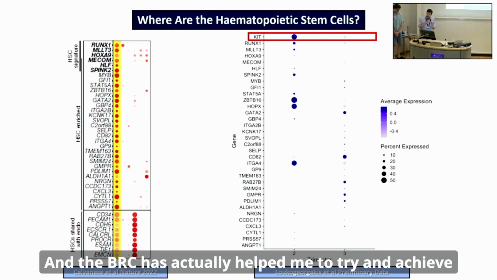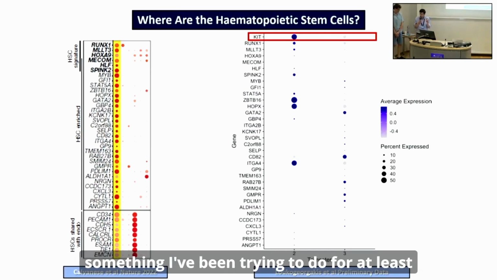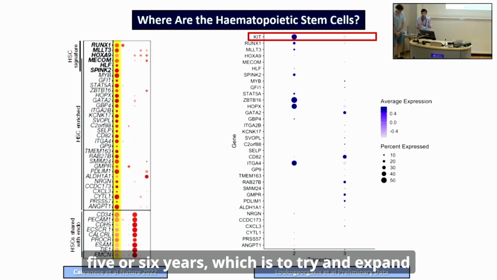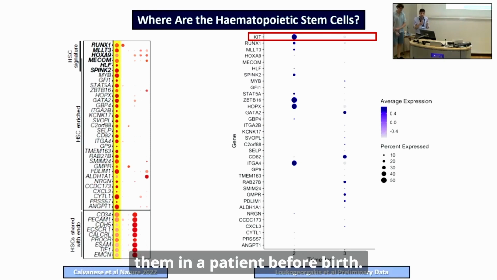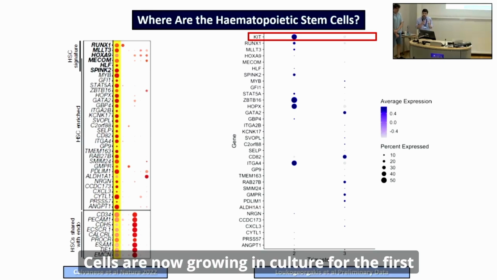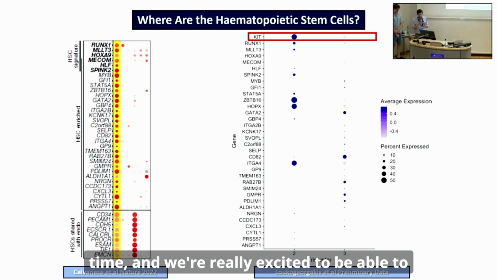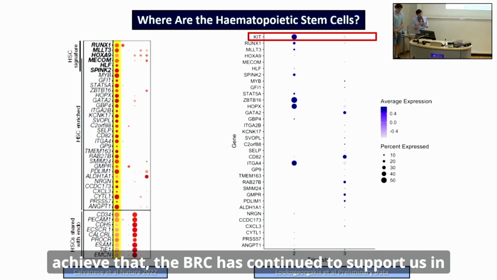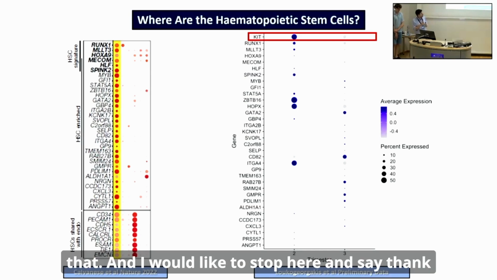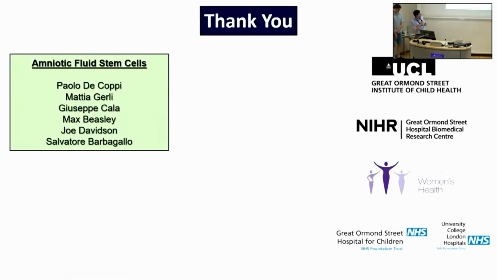And the BRC has actually helped me to try and achieve something I've been trying to do for at least 5 or 6 years, which is to try and expand those cells, to try and use them in a patient before birth. Cells are now growing in culture for the first time, and we're really excited to be able to achieve that. The BRCs continue to support us in that, and I would like to stop here and say thank you very much for your help.